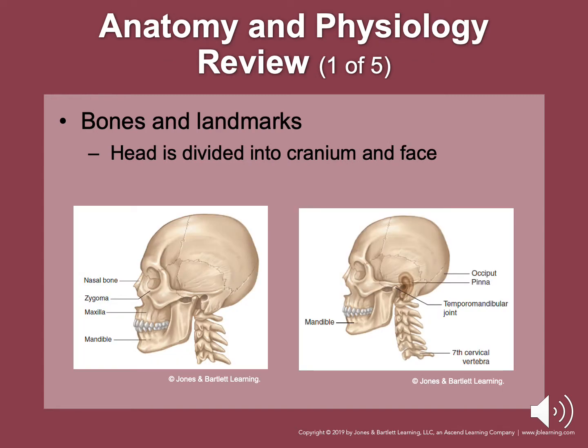Bones and landmarks. The head is divided into the cranium and the face. The facial skeleton is composed of 6 major bones: the nasal bone, 2 maxilla, 2 zygomatic bones, and the mandible. The orbit of the eye is composed of the lower edge of the frontal bone of the skull and the zygomatic bone.